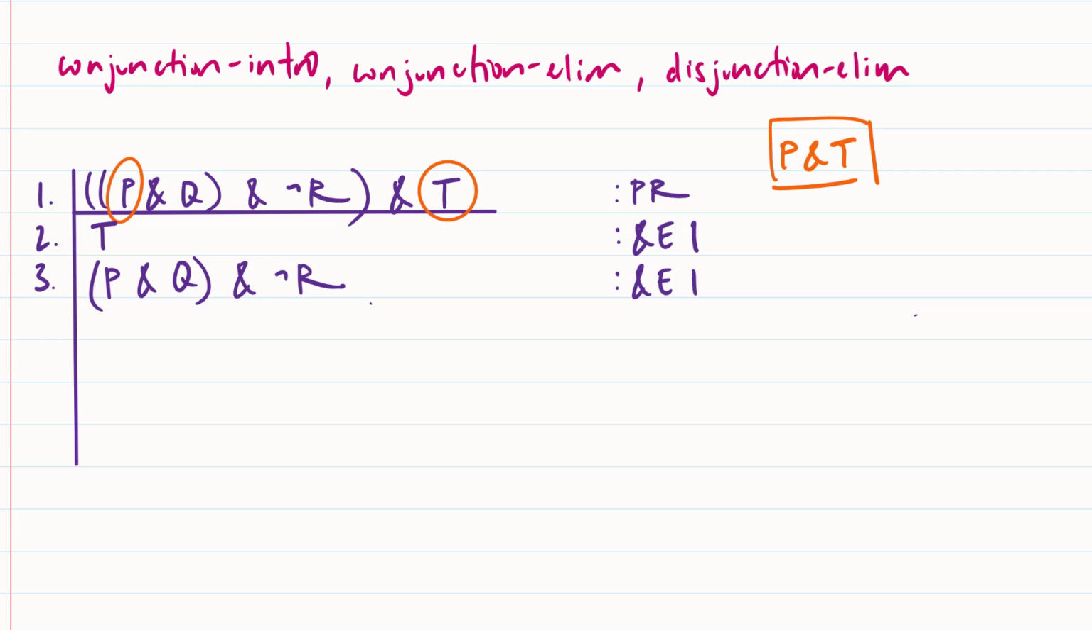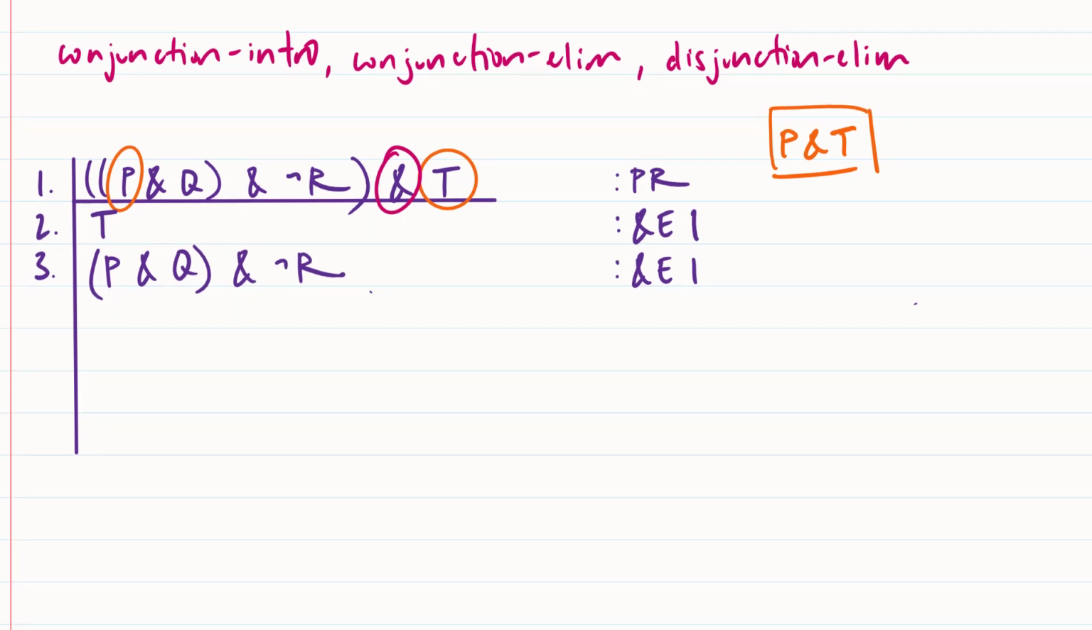Okay, and keep in mind, for this sentence that we have here on line 1, this ampersand is the main connective. And so when we're doing conjunction elim, we can put what's on this side of the ampersand on a new line. That's what we did on line 2. Or we can put what's on this side of the ampersand on a new line. That's what we have here on line 3. We can't pull anything out of what's in this right now, however.